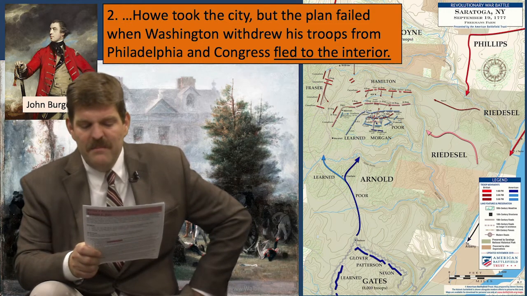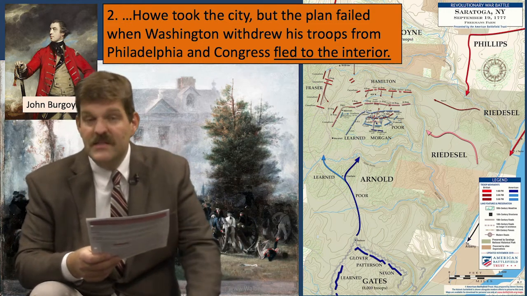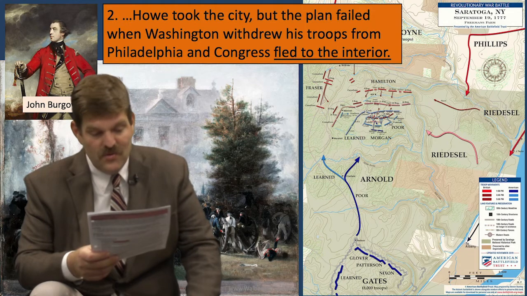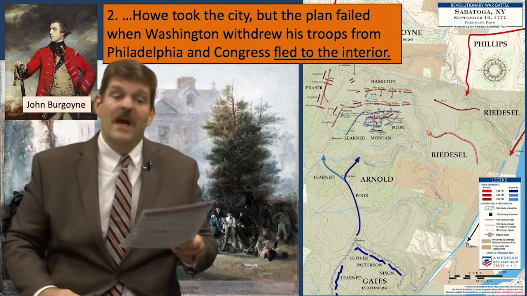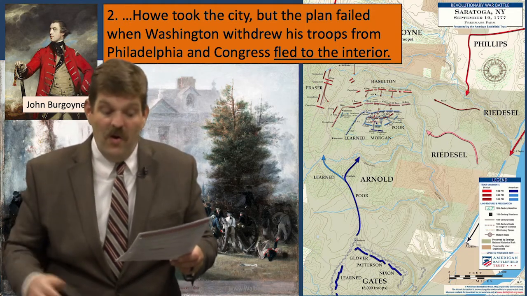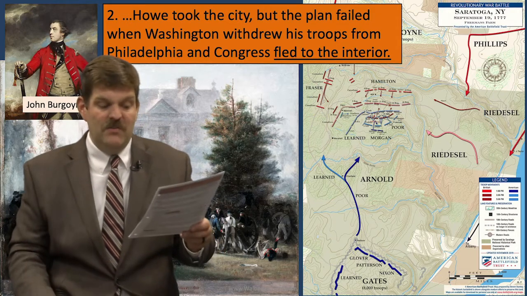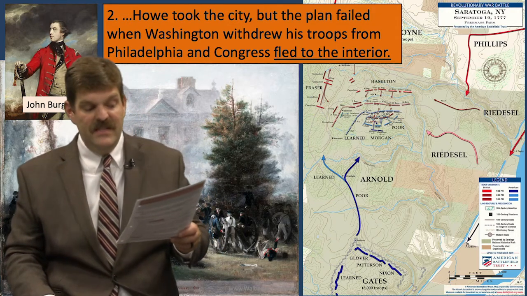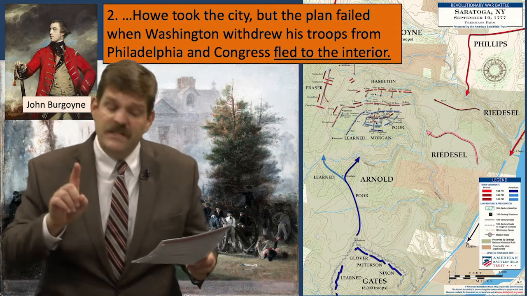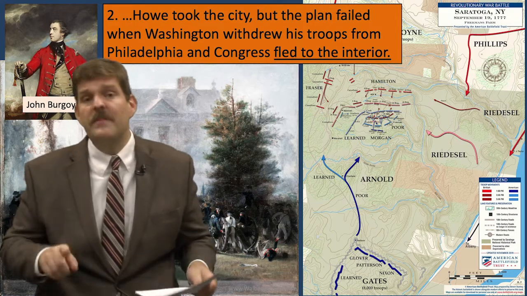Meanwhile, American militiamen cut British supply lines. There they surrounded Burgoyne's troops near Saratoga, New York, and after several skirmishes, Burgoyne ended up surrendering to the Patriot troops in October of 1777. The American victory at Saratoga is really the turning point in the war.